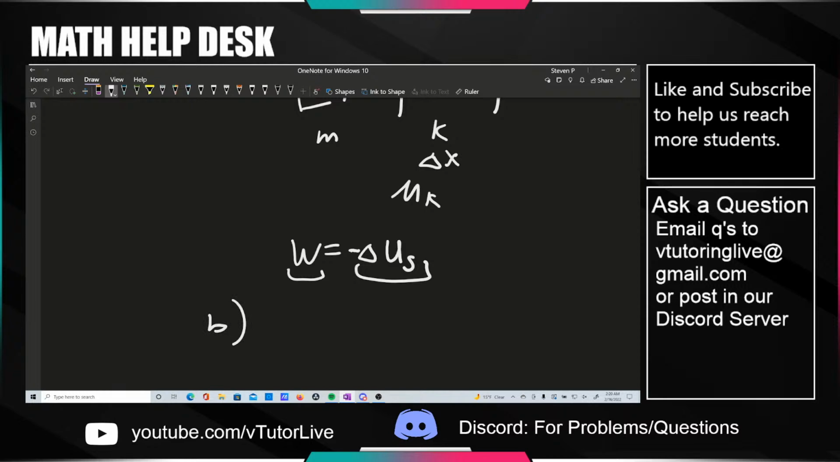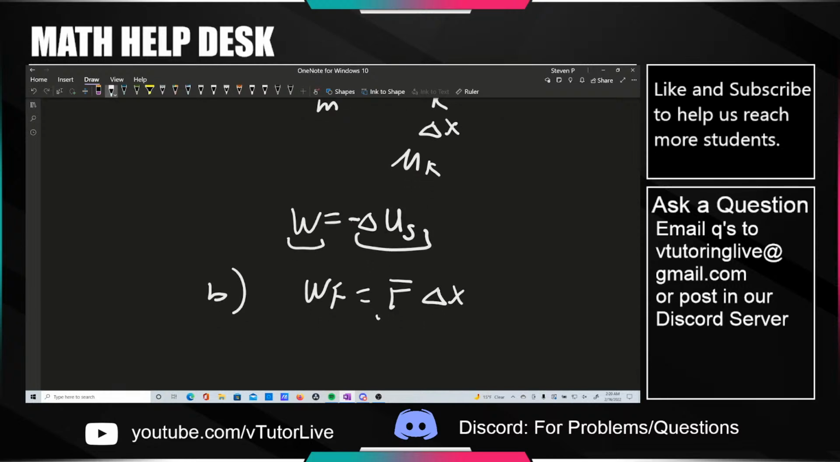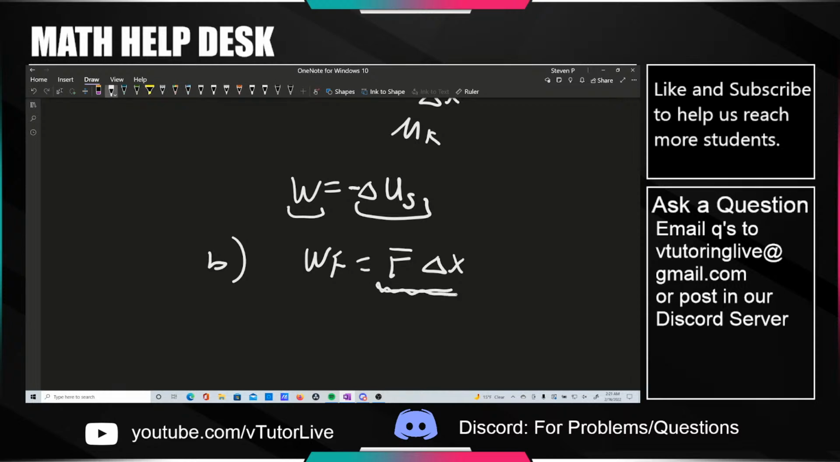So then the increase in thermal energy of the brick-floor system is going to be... I was a little bit confused about this one, but I'm pretty sure work done by friction is just going to be equal to friction times delta X. What is the increase in thermal energy? Work is equal to force of friction times delta X, and you can get the friction force just by mu mg, right?